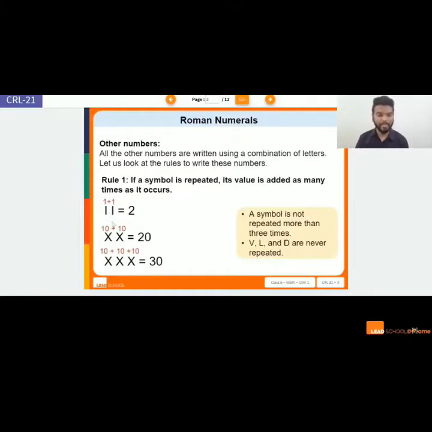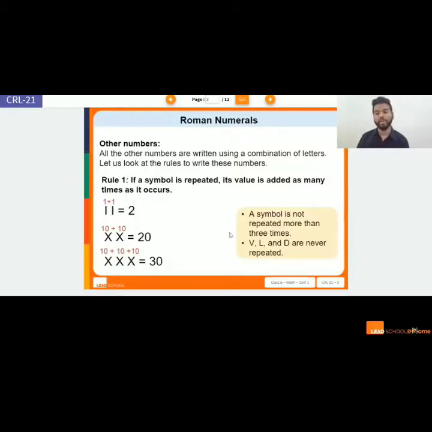For example, let us look at this one. I see 2 ones, so I will add these two and that becomes my 2. You see this X and X, this adds up to 20 because X is equal to 10. X plus X plus X is equal to 30. How do I know? X is 10, X is 10, X is 10. So when I add 3 X's, I will get 30.